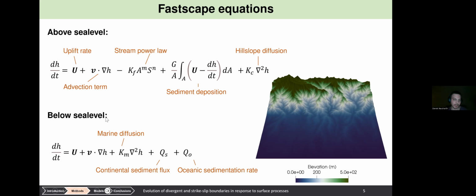If we then go below sea level, it's pretty similar with some differences. There's again the uplift rate and advection that we would get from ASPECT. There's then this marine diffusion term that's similar to the hillslope, but in the marine setting. And then after this, there's this continental sediment flux. What this really means is that if we have an ocean in our model, this would then become the sink for all our sediment. So all the sediment that's held in the rivers from the stream power law can now deposit into this ocean. And then lastly, we just have this background oceanic sedimentation rate that you can add in models if you desire it.